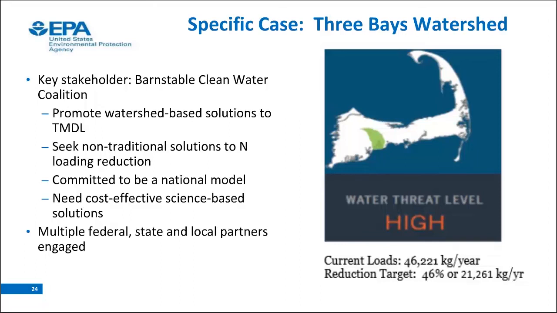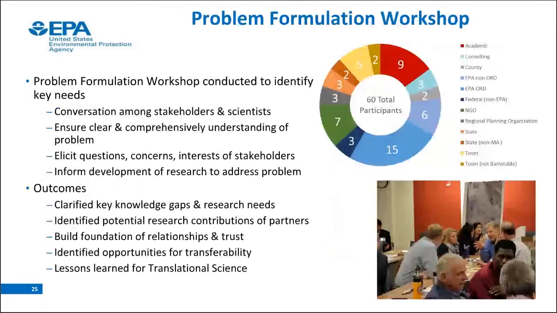And his organization wants to promote a watershed-based solution that uses non-traditional approaches to resolving the nitrogen load problem. They'd like to be a national model, so a place where experiments can be conducted and other parts of the country can learn from those experiments. And they're looking to ensure that it's a cost-effective, science-based solution. In addition to the Barnstable Clean Water Coalition, we have multiple state and local partners engaged on this project.